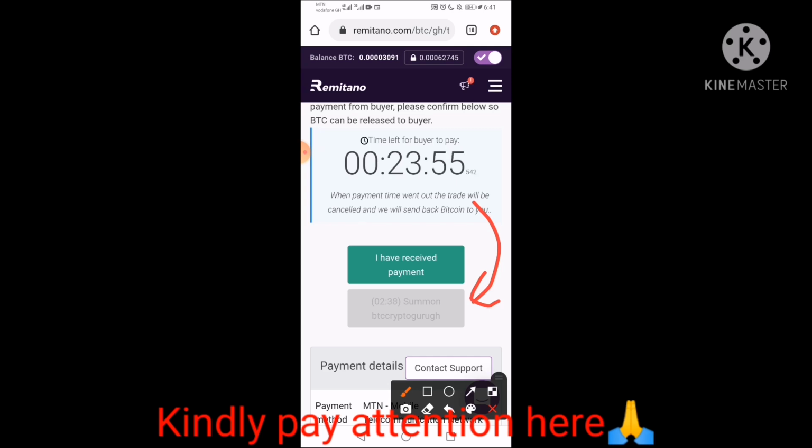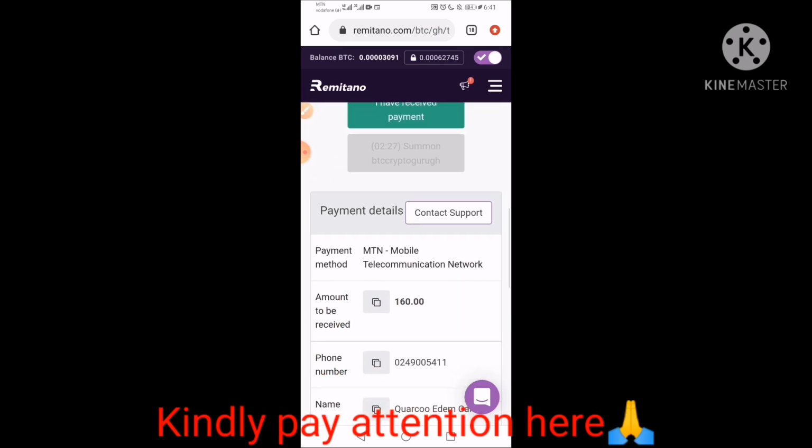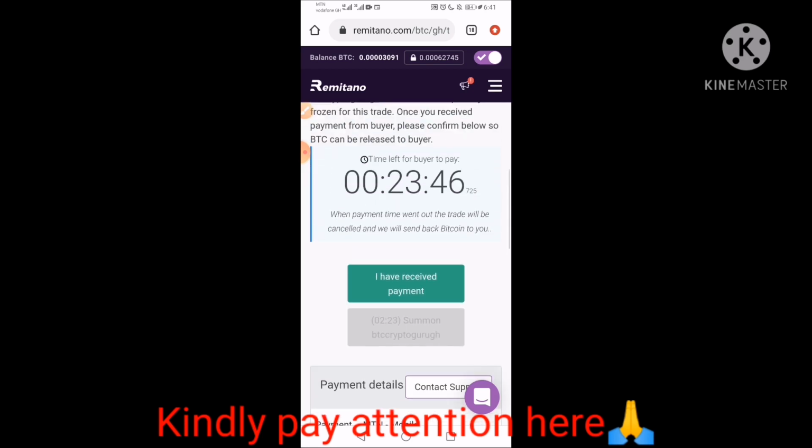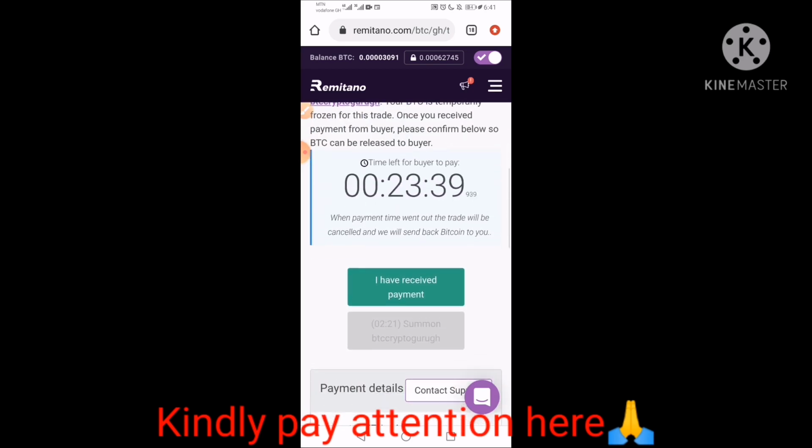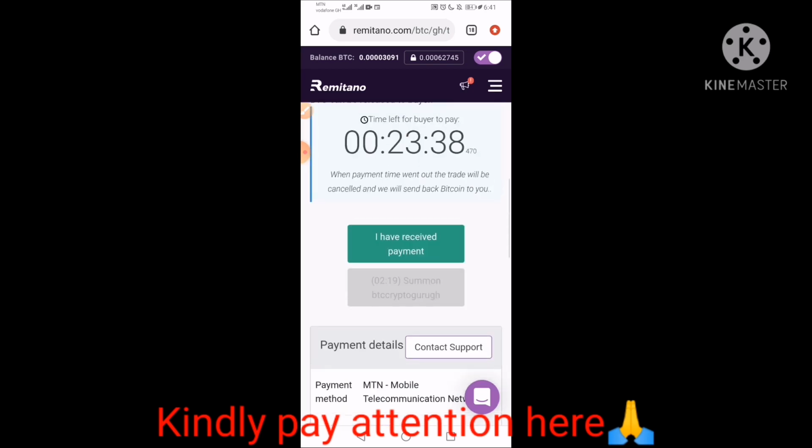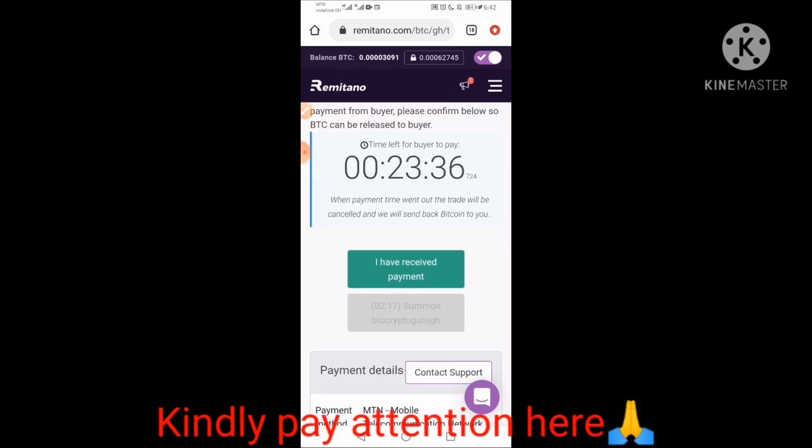So what this means is that Remitano will now alert the buyer that I have sent it or I'm waiting to receive my payment so that they can release the Bitcoin to him. Remember, if I don't receive the payment, my Bitcoin will be sent back to my Remitano account. So there you go. We have the summon countdown. I think it was 3 minutes.